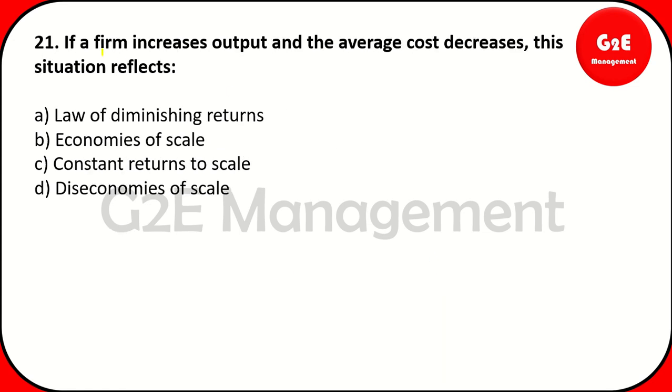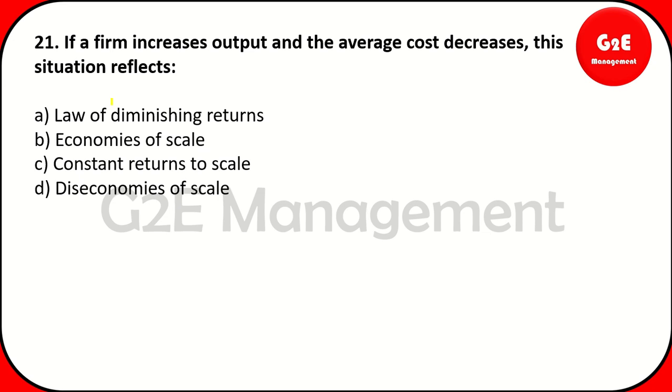And number 21, if a firm increases output and the average cost decreases. Okay, firm increases output, the average cost decreases. This situation reflects: law of diminishing returns, economies of scale, constant returns to scale, diseconomies of scale. So you need to know economies of scale, as well as diminishing returns. Then automatically you can answer this kind of questions.